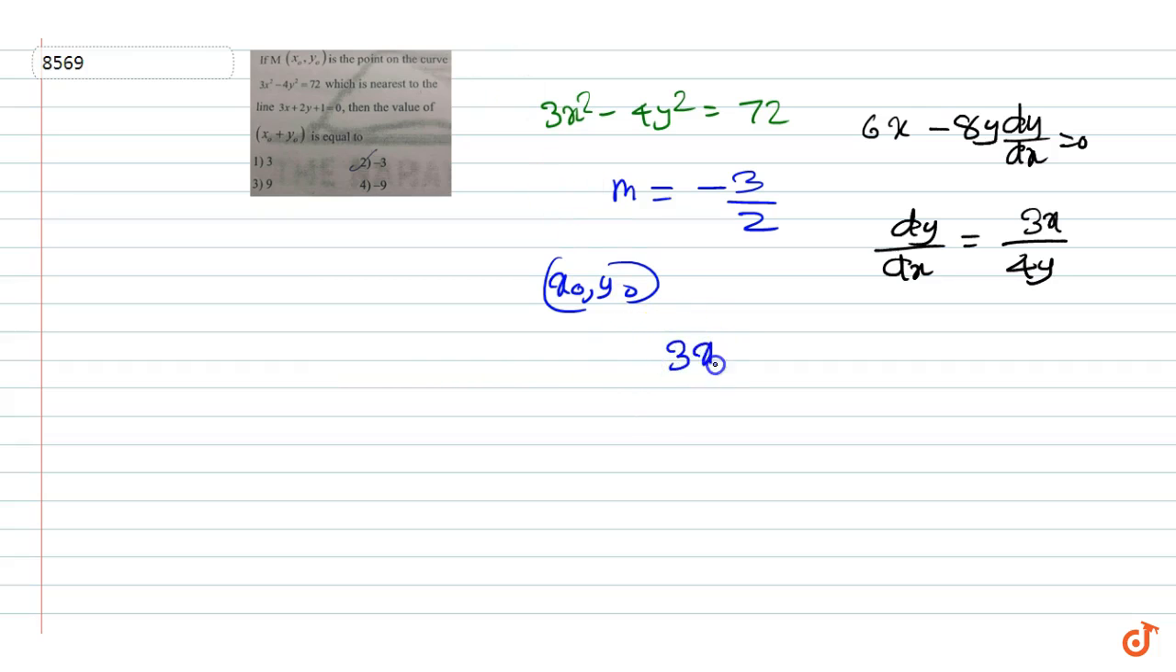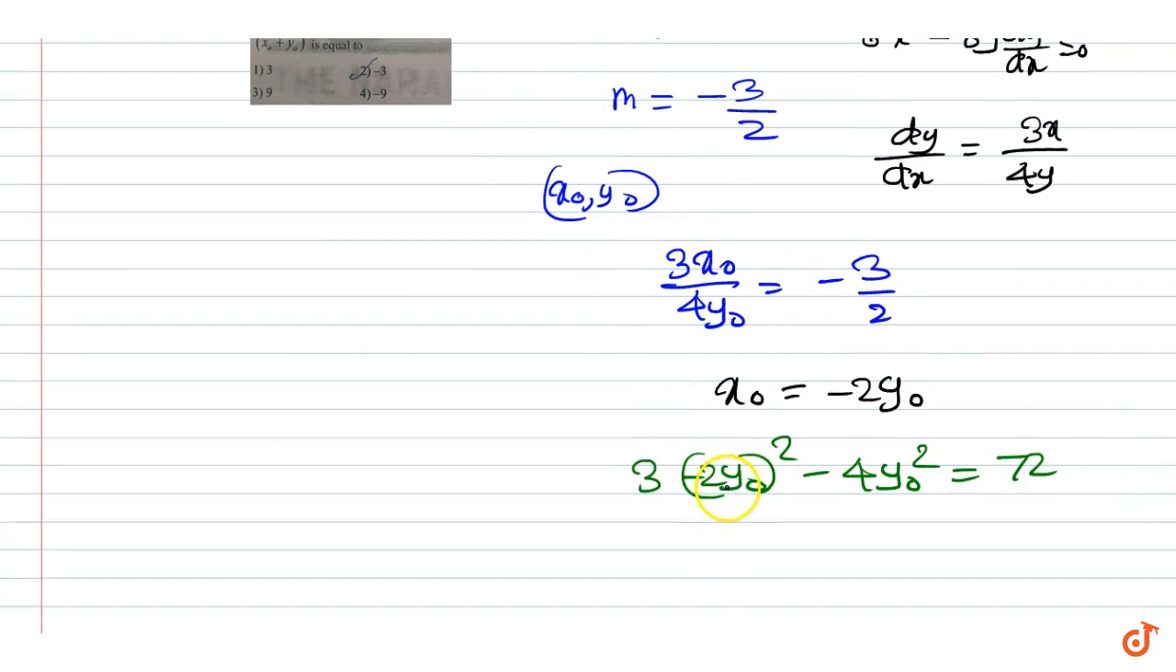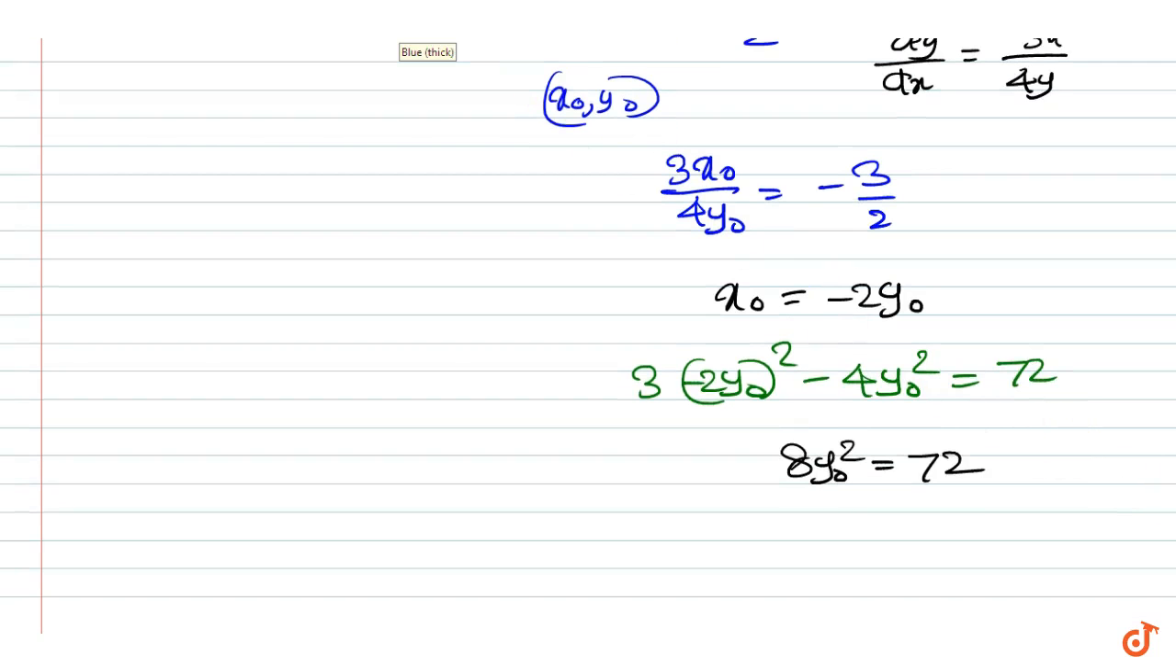Now we have 3x0/4y0 = −3/2, giving x0 = −2y0. Therefore, substituting in this equation, we get 3 (−2y0)² − 4y0² = 72. Or we can write 8y0² = 72. Therefore, we have y0 = ±3.